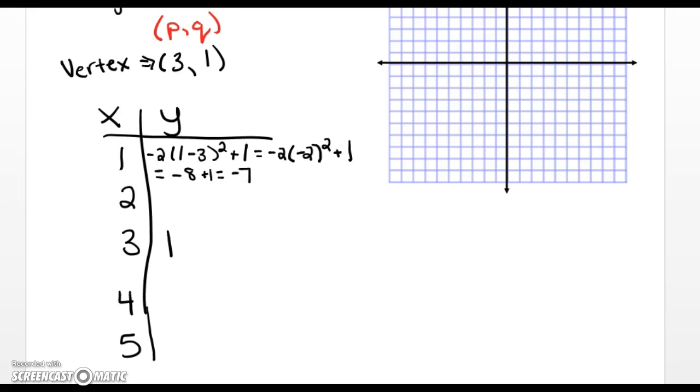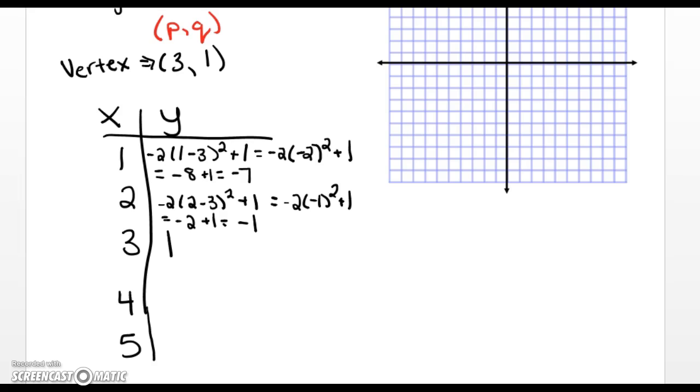Then we're going to do the same for x equal to 2. So we have negative 2 times 2 minus 3 squared plus 1. 2 minus 3 is negative 1. So we have negative 2 times negative 1 squared plus 1. Negative 1 squared is just 1, times negative 2 is negative 2. And plus 1 gives you negative 1.